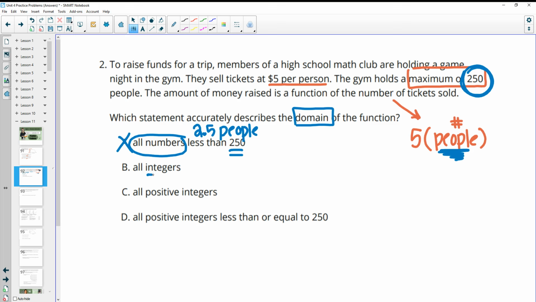All integers, well, this is saying every integer possible, and we know that it stops at 250. Also, integers include positive and negative whole numbers, and we know we can't have negative people. So that's for sure wrong. Okay, we'll go over the max, and we can't have negatives. All positive integers, that's better. But again, 260 is outside of our range, or outside of our domain. We can't plug in more than 250. So this one would be bad. So D kind of puts all of that together: positive integers less than or equal to 250.